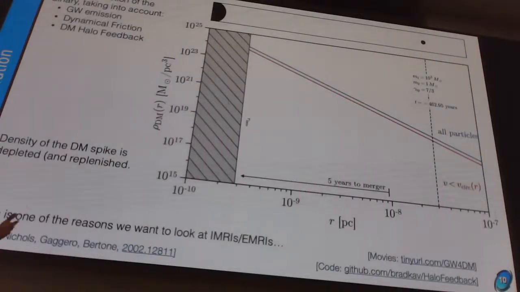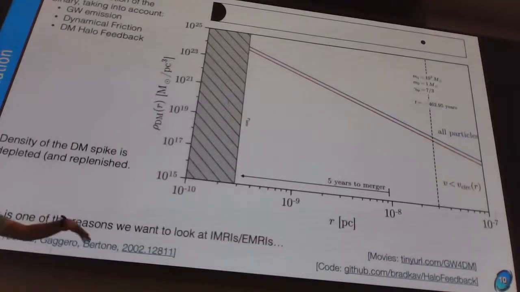So it turns out that you have to do some reasonably complicated modeling, and in fact, we've only done the first steps of this modeling. So what you have to do is you have to evolve this system, taking into account the emission of gravitational waves, which shrinks the orbit, and dynamical friction, which shrinks the orbit. But you also have to evolve the distribution of dark matter particles in your spike, because this gravitational scattering also injects energy into the dark matter spike.